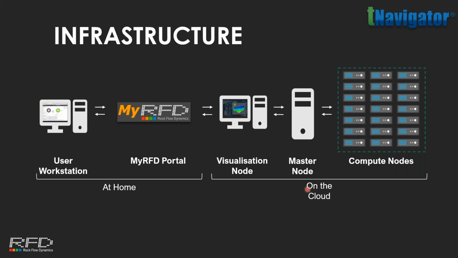Now, on the right-hand side, we have the elements that are located on the cloud. The structure of this section can change, but in its simplest form is comprised of three elements. We have a visualization node that allows you to view and use tNav as if you were working on your home computer. We have an elastic fleet of very high-spec compute nodes, which are excellent at crunching numbers and simulations. And we have a master node, which controls the communication between the visualization node and compute nodes. The main element you as a user will be exposed to is this MyRFD portal.